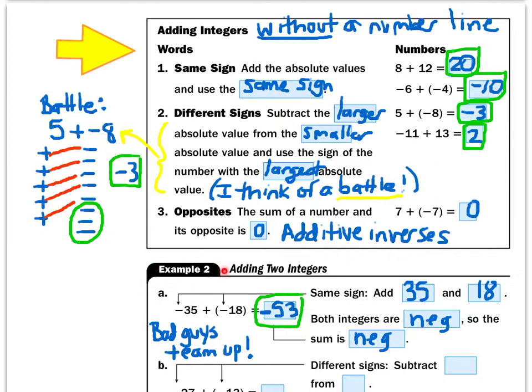Take a look at example 2 here, letter A. So we want to add negative 35 plus negative 18. Well, they're all bad guys, so they just join together. So that would be 35 plus 18 gives me 53, and it's negative because the signs are the same.